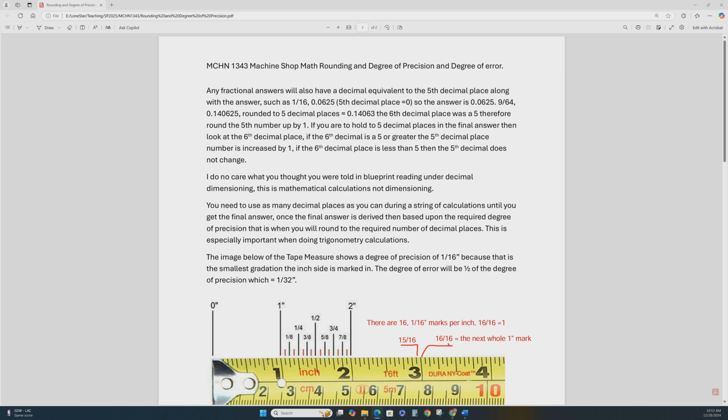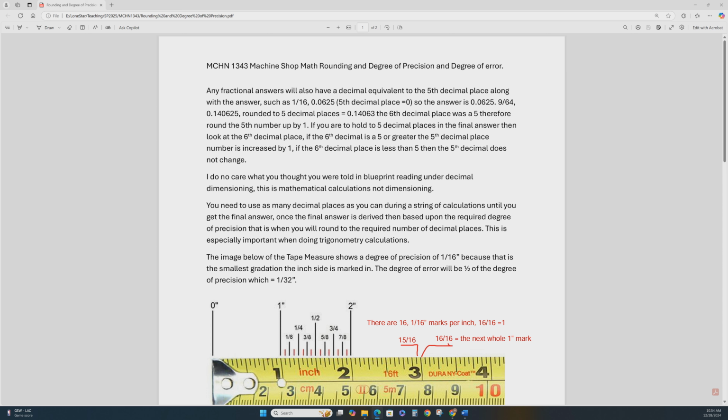Now, I don't care what you were taught by Dr. Strangelove in some physics course, or some math nun in another math course, or what you thought you were told in blueprint reading. I've taught blueprint reading. I know what the book says. That's dimensioning. That's not mathematical calculations. So let's get on with this.